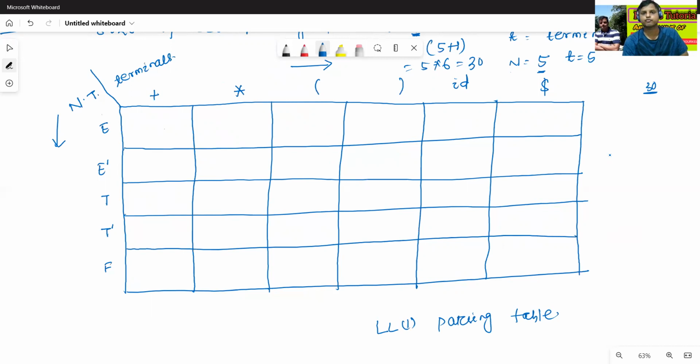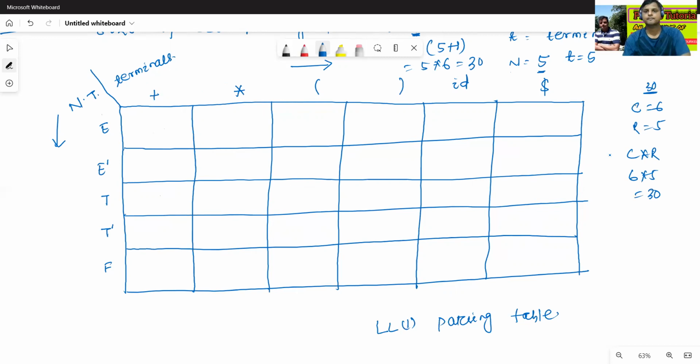1, 2, 3, 4, 5, 6. And this is 5: 1, 2, 3, 4, 5. So the number of columns is 6 and the number of rows is 5. Columns into rows means 6 into 5 equals 30. So here the table size is 30. Now we'll fill this table.